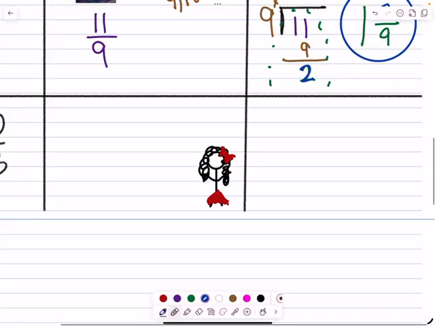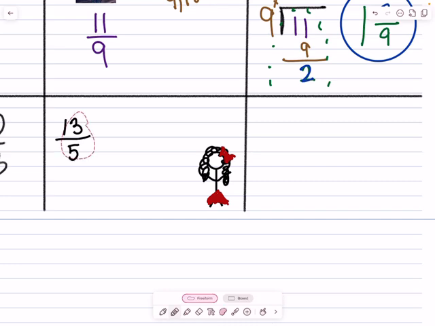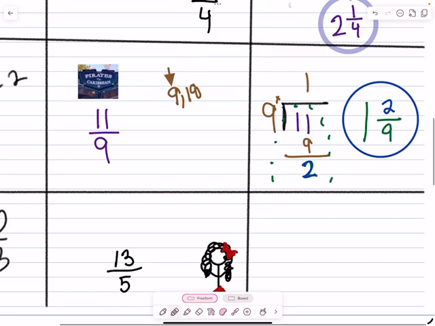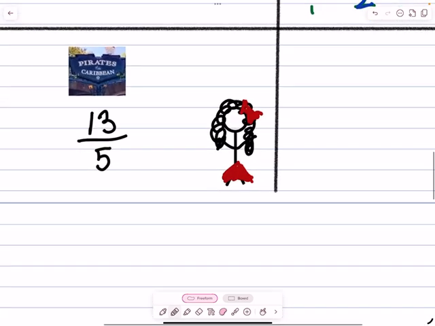So let's say we have, I don't know, I'll pick my favorite number and Sally's. 13 over 5. First you have to ask, guys, is it an improper fraction? And the answer is yes, it is. So it has to go to Pirates of the Frijoles.